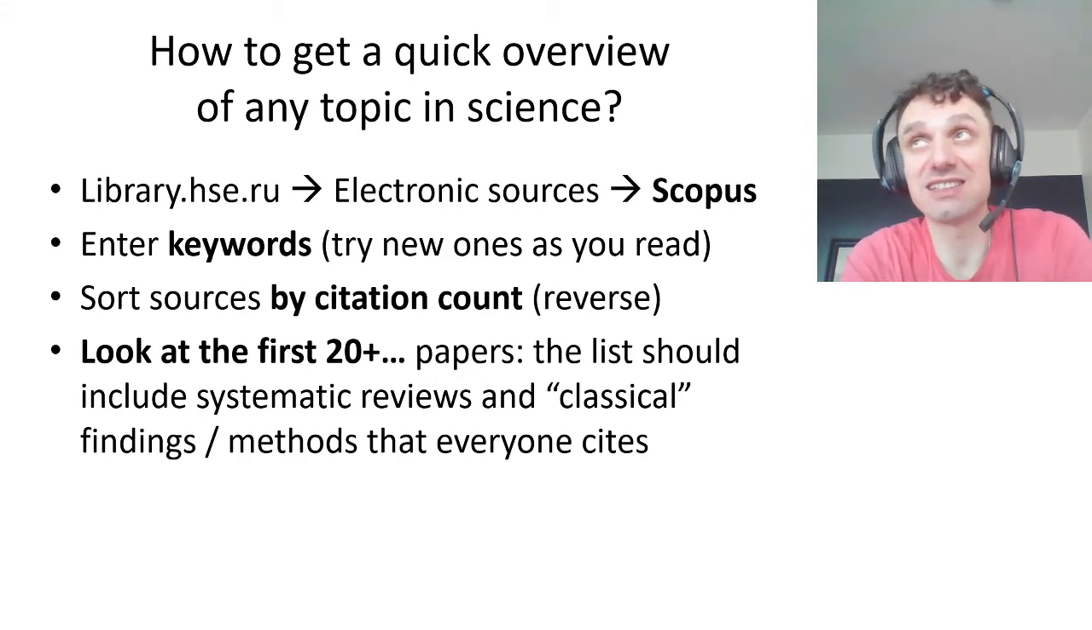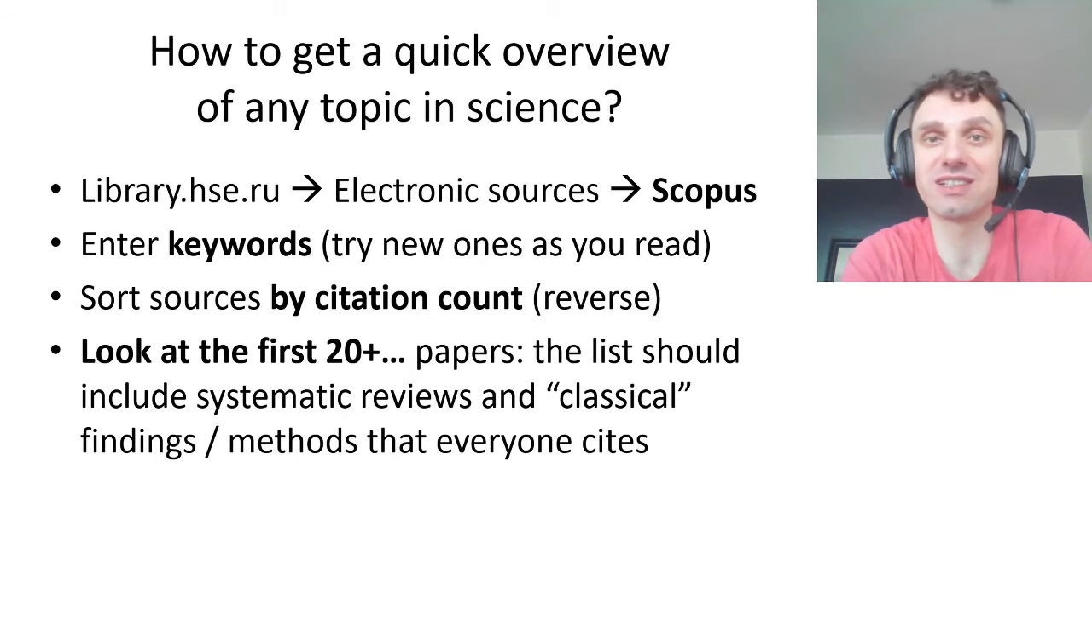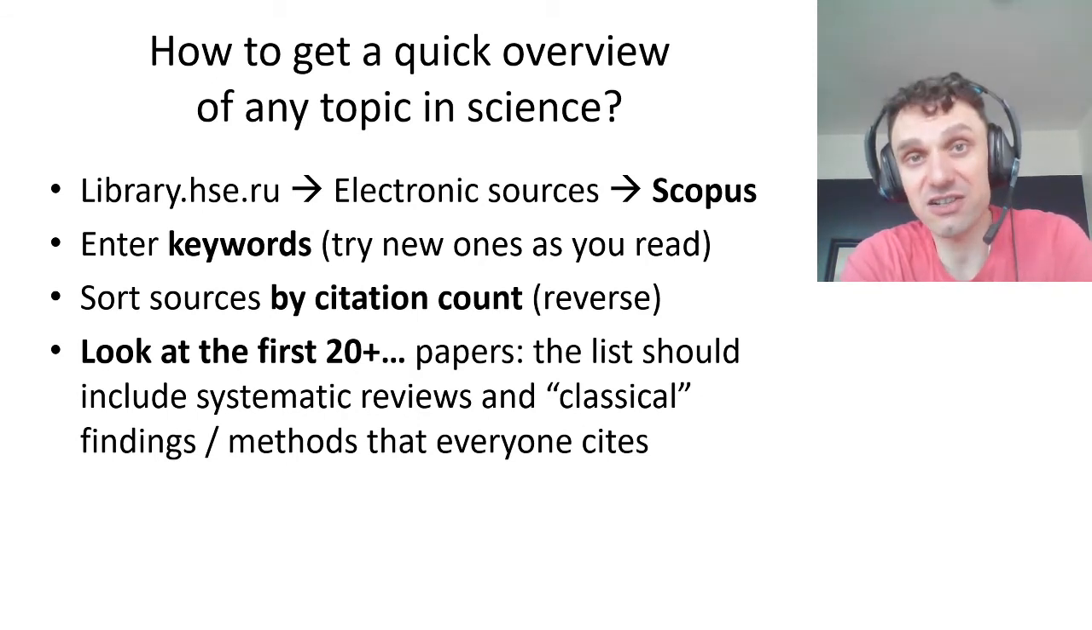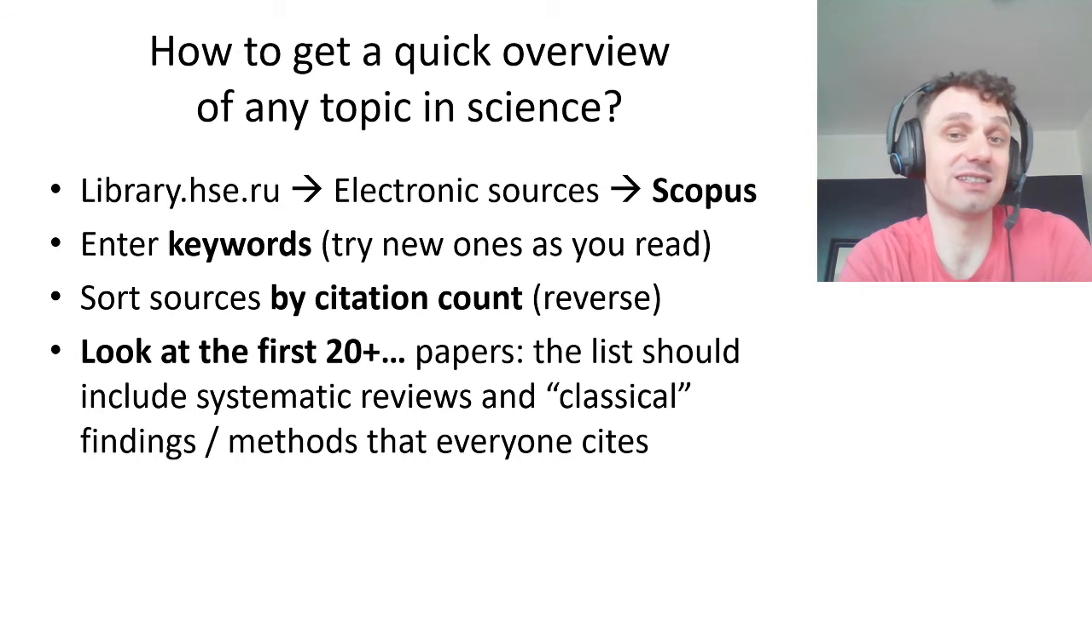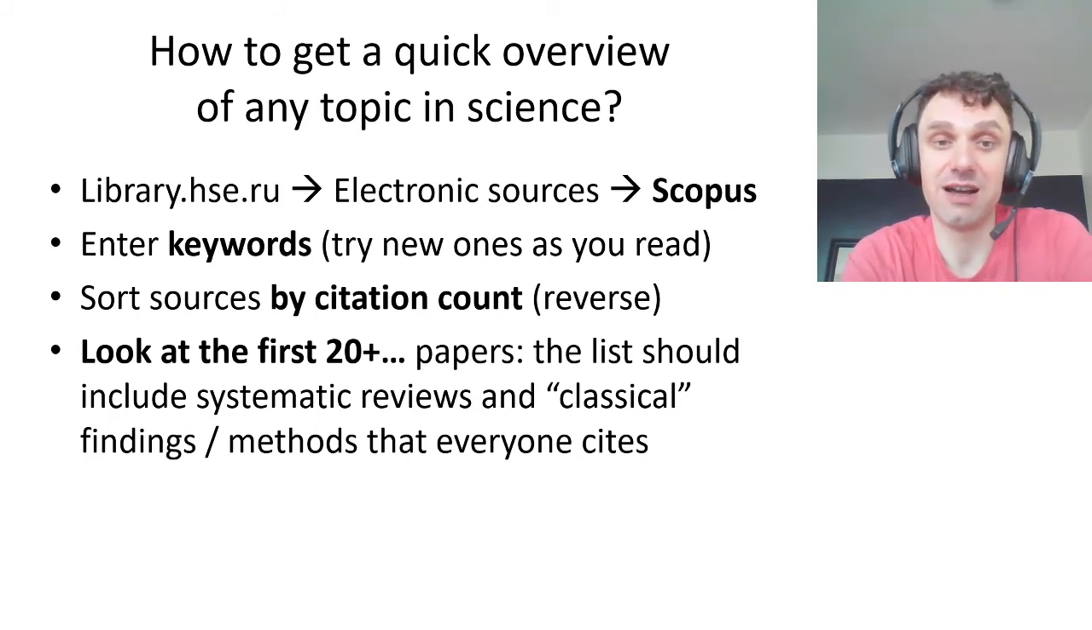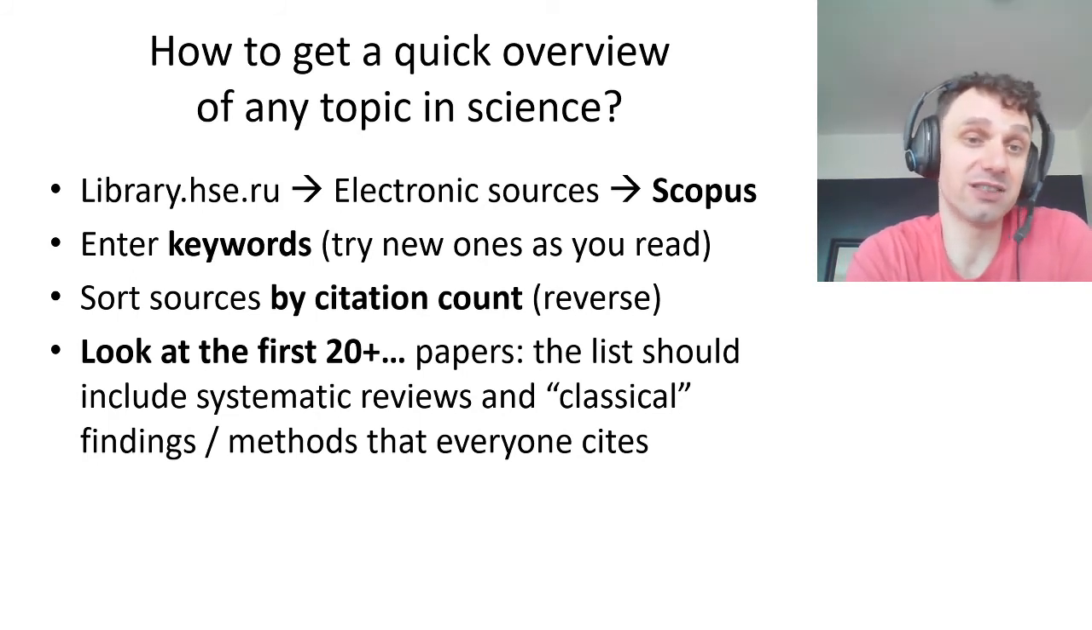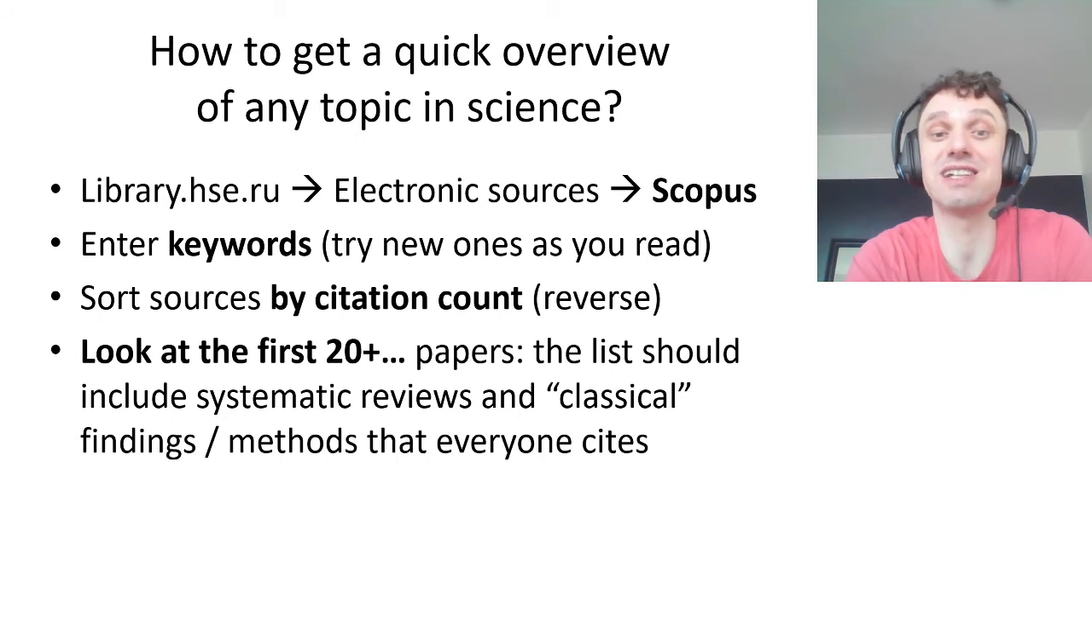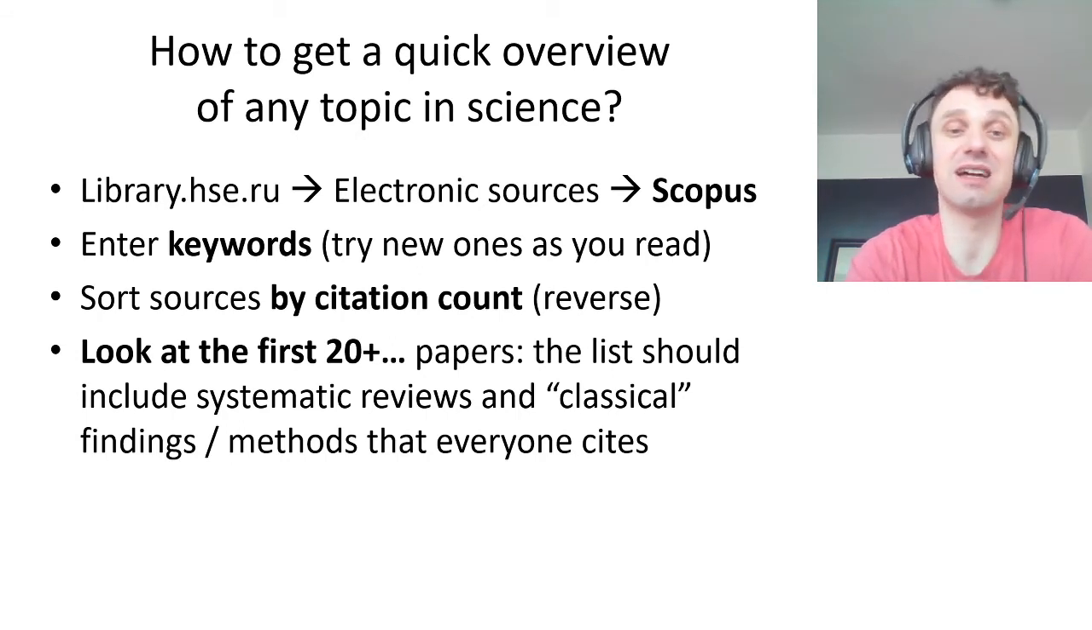Because Web of Science is more oriented towards exact sciences and natural sciences, whereas Scopus also indexes some sources from humanities and social sciences. So Scopus is more comprehensive when it comes to our field. And the life hack is to enter some keywords and sort sources by citation count. Sources that are most cited are probably going to be most relevant.